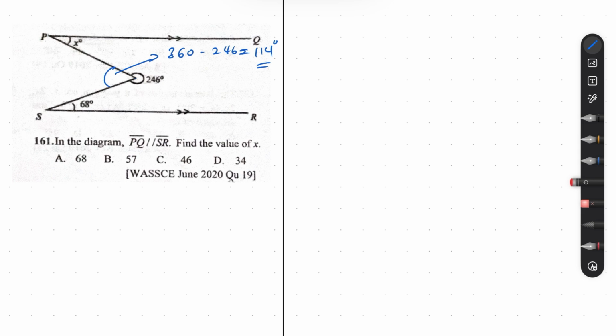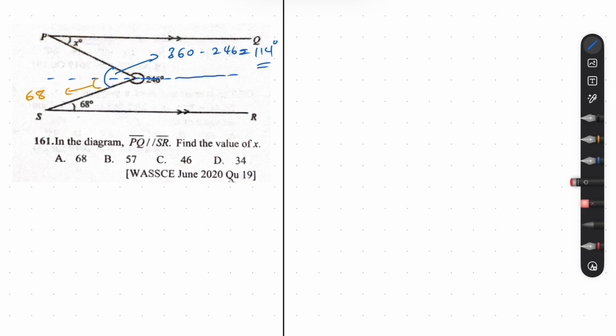Draw a parallel line through this point, okay? So this line is parallel to this and is parallel to this. Cool. Now, if we look at this line, since it is parallel to this, we can have alternate angles, okay? This angle is the same as this angle, which is 68, okay? So what that means is this angle here is 68, okay? Similarly, if you look on top here, this line is parallel to this line, okay?